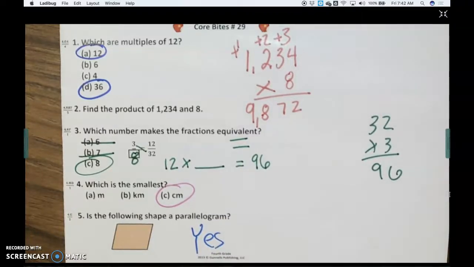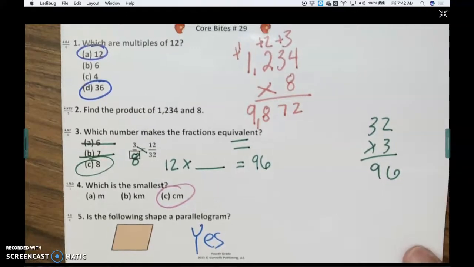All right, guys, check yours. Our next stop is going to be a quiz, your Core Bites 2 quiz. So make sure you've gotten all your corrections for all the ones before number 29, and we'll be having that quiz next week.